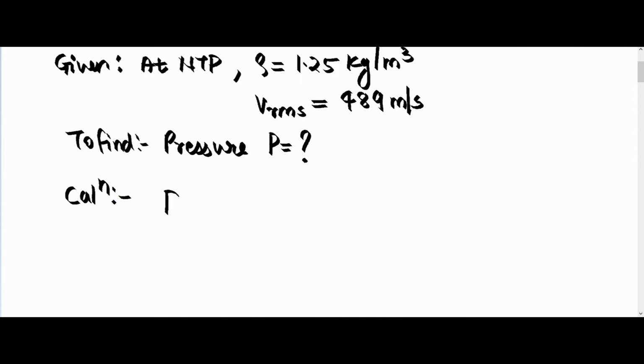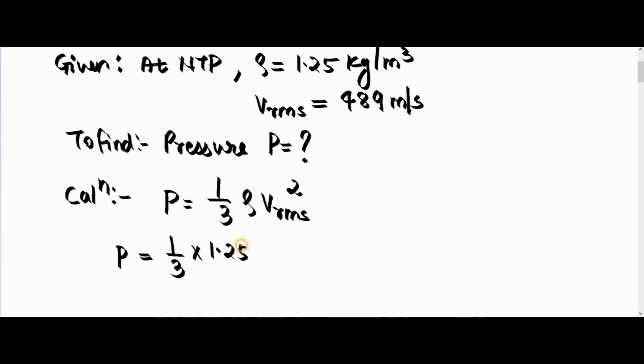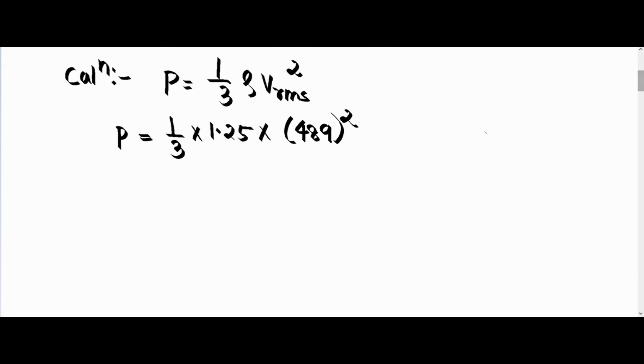So we know formula for pressure. Pressure is equal to 1 by 3 rho V RMS square. Substitute the values. P is equal to 1 by 3 rho that they have given us is 1.25 into VRMS square is 489 square. So there are different ways of solving. Most of the basic is by using logs. We will be solving with the help of logs.